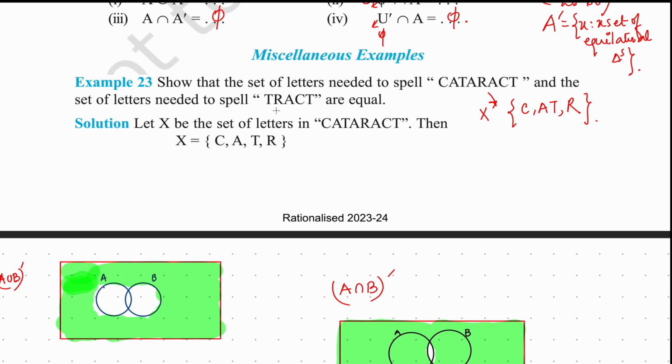And from tract, if you want to find Y, you will have to write capital letters for the set, right? So here you'll have T, R, A, C. T is already included. Now if you see, these two are clearly equal, right? Let's move ahead.